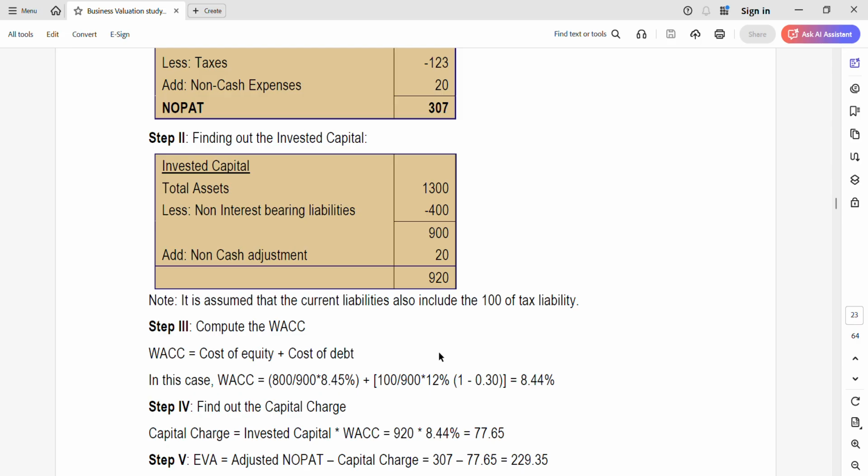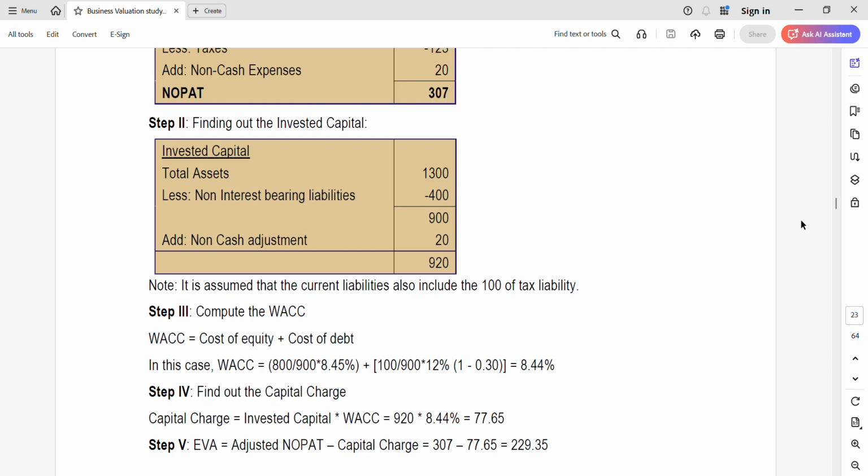So next is computation of capital charge, that is nothing but invested capital into WACC. Both the computations we have made, so that is 920 into 8.44%. That will give you 77.65 lakhs. So the last step is computation of economic value added, that is nothing but adjusted NOPAT minus capital charge, so that is 307 lakhs minus 77.65 lakhs. So your economic value added is 229.35 lakh rupees.